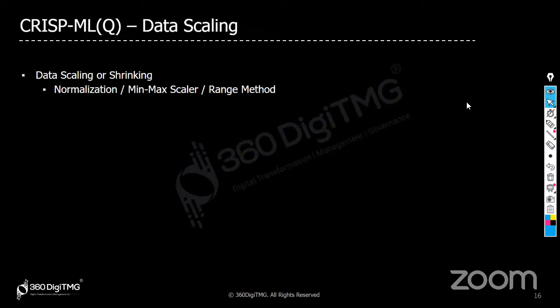So next we have data scaling. In data scaling, we have different methods. What are the different methods present? Normalization, min-max scaler method or range method. Anything is fine. Now let's see what is normalization first. Scaling is nothing but we will just convert the data to a common scale or unit. So we will just go to the mind map and check up to where we have discussed.